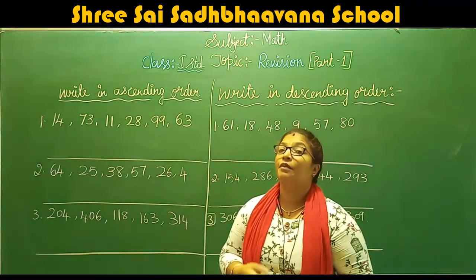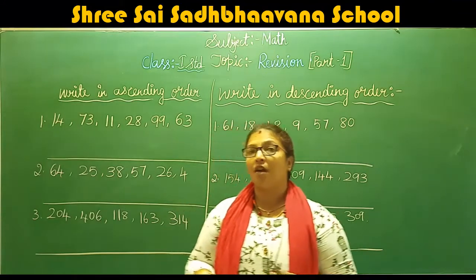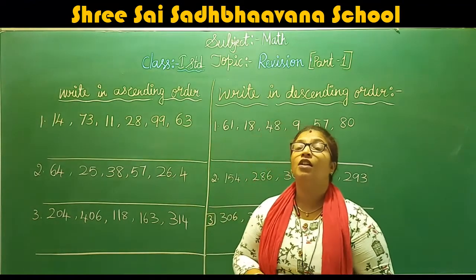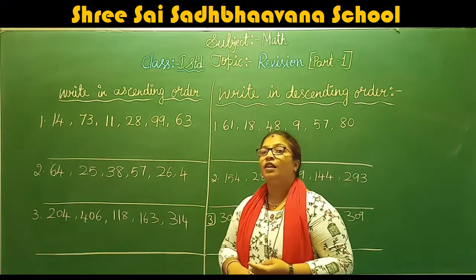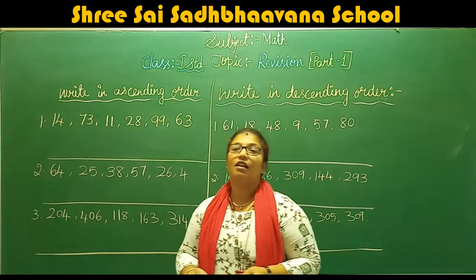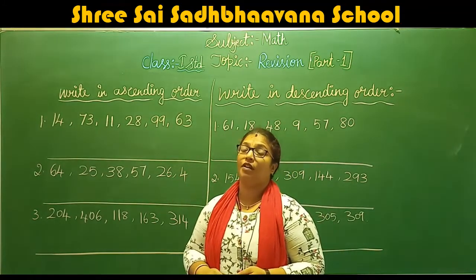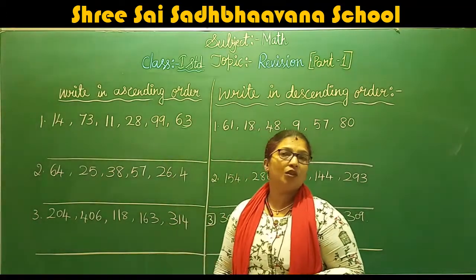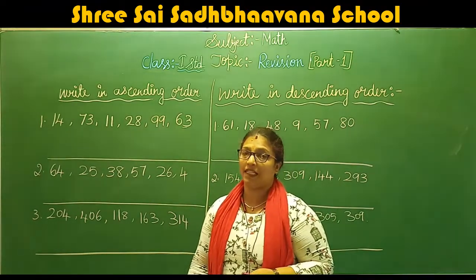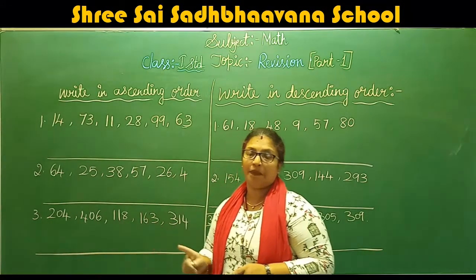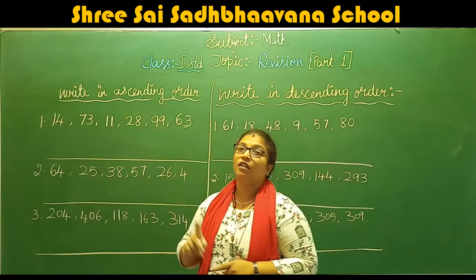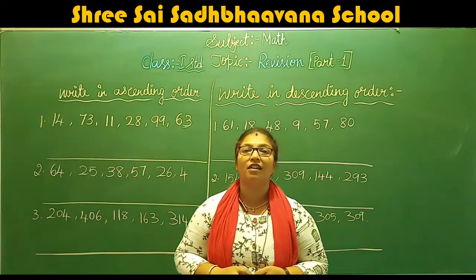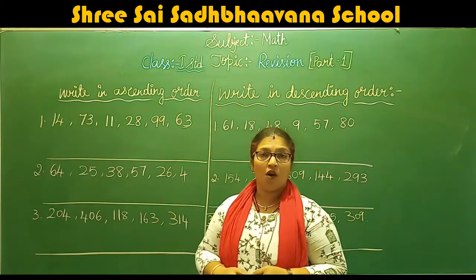So when you are writing the before number and after number, which number are you seeing? You write in the ones place number. But when you are writing ascending order and descending order, which number do you have to see? Not the ones place number. If it is 2-digit numbers, you have to look at the tens place numbers and write in ascending order.